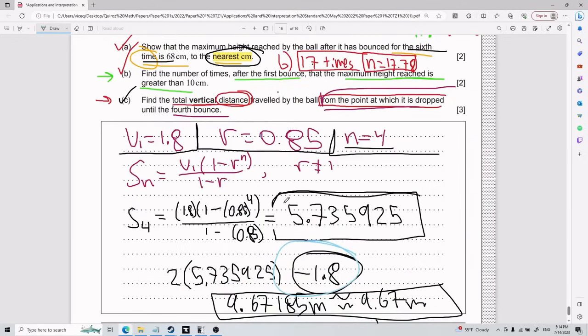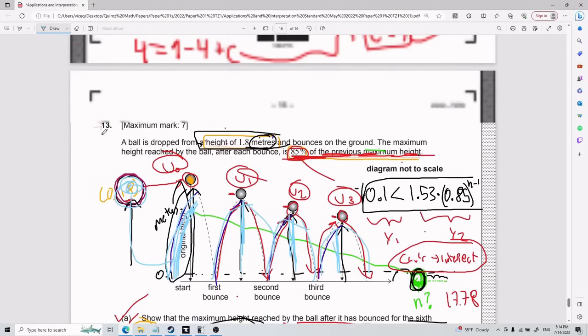But you need both. So, that actually concludes this paper. That is for number 13. And yeah, I hope it helped.